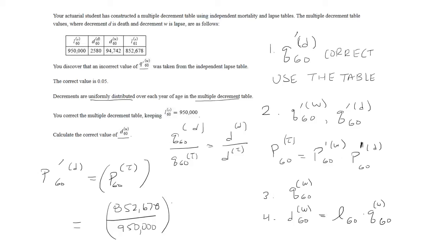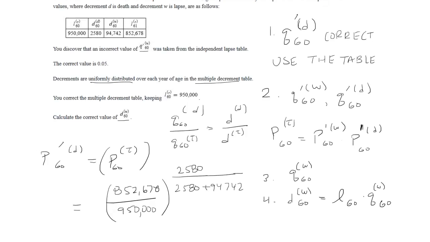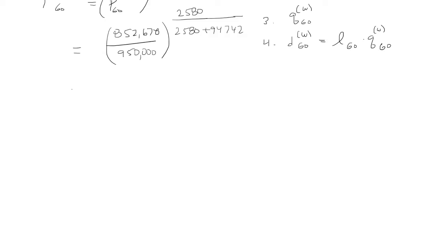Okay, so again, we're going to use a table. For the people dying it is 2,580, and for the total decrements, it's still going to be 2,580. We have to add the withdrawals, which is 94,742. So when we do that, let's see, we get 0.997139.